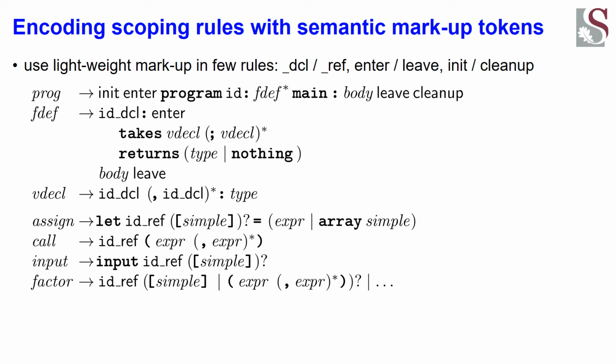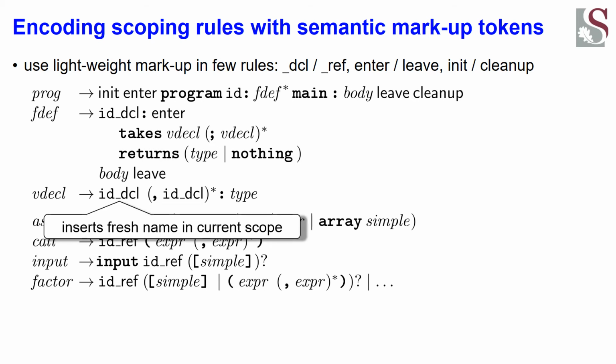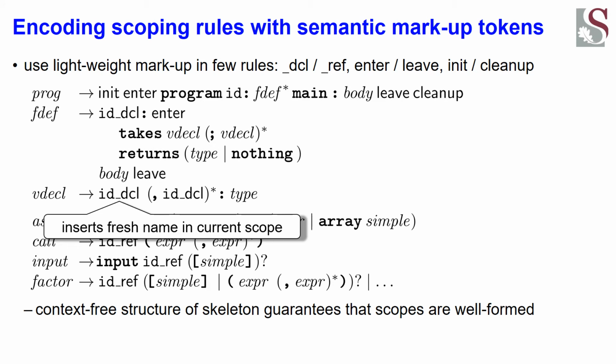Let's look at the encoding of Ample scope rules in some more detail. We need to add some lightweight markup to a few rules only. This is the entire set of modified rules. We only need a few different types of markup tokens: decl and ref as before, enter and leave to manage scopes, and something for initialization and cleanup. Note that decl always inserts into the current scope, but the context-free structure of the skeleton guarantees that the scopes are well formed and that decl always works on the correct scope.